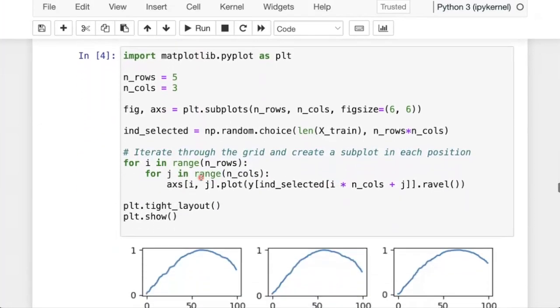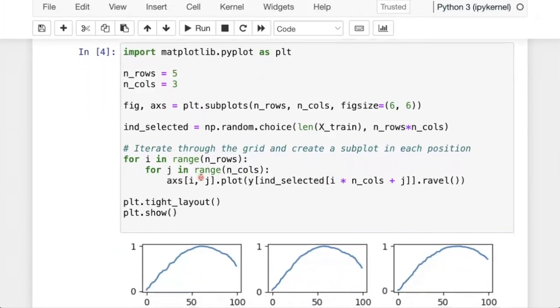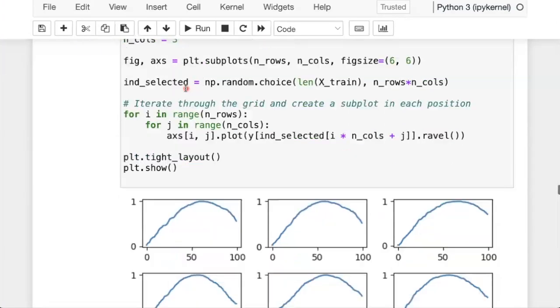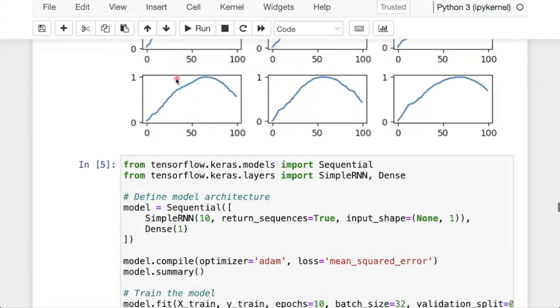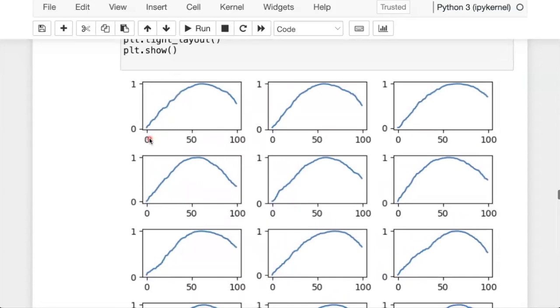Okay. So now in order to see how this data looks, let's plot 15 of these training data points that we have. It's a 5 by 3 grid here. You can see that in this case, we have these 100 time steps, and we have one output for each time step, right? So we have one input and also one output, which is easy because now we can actually visualize this.